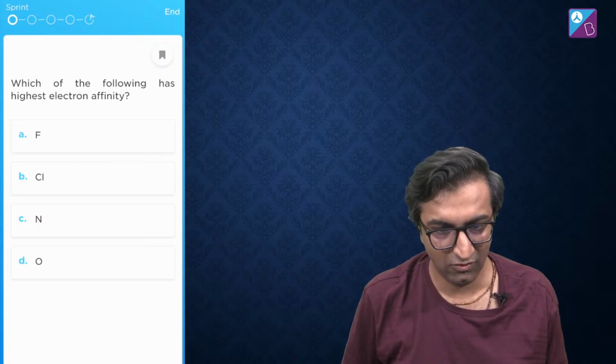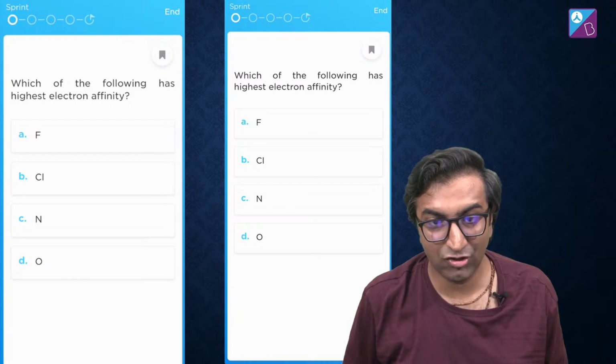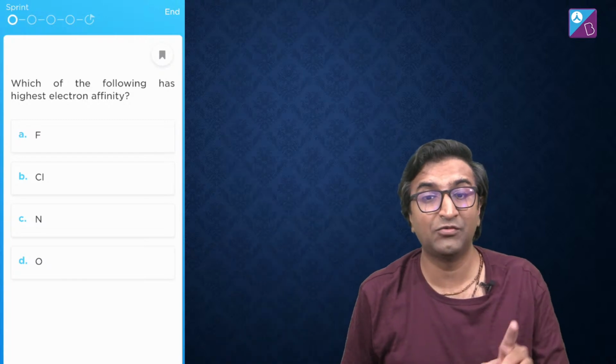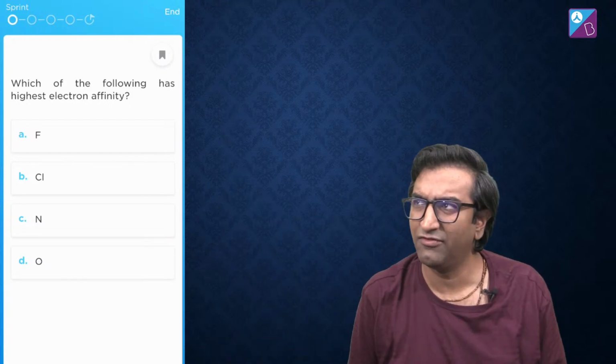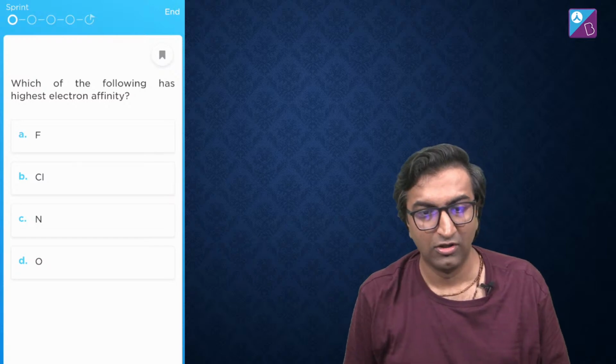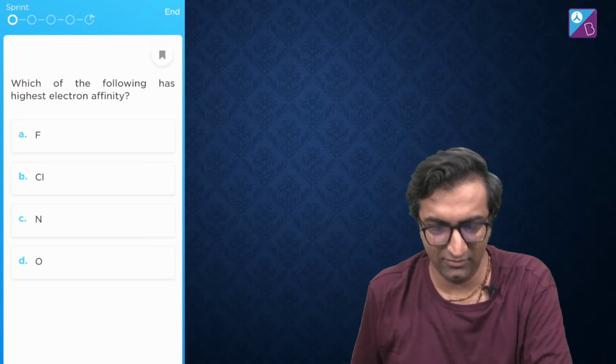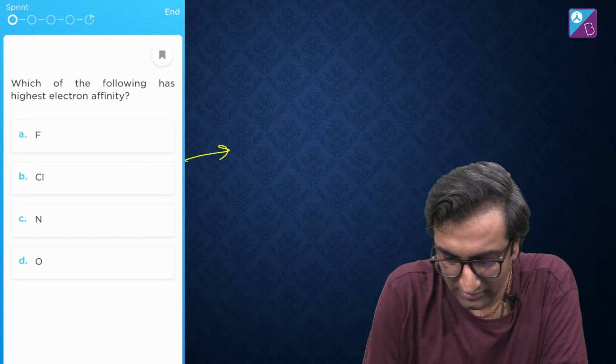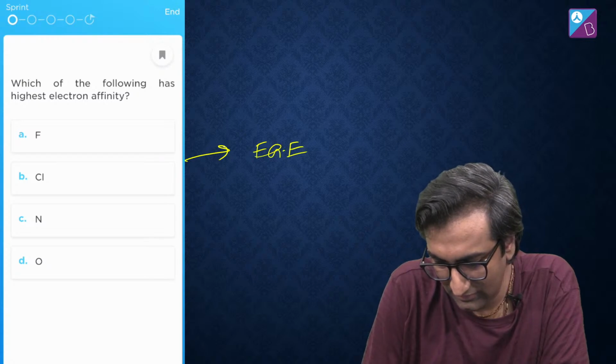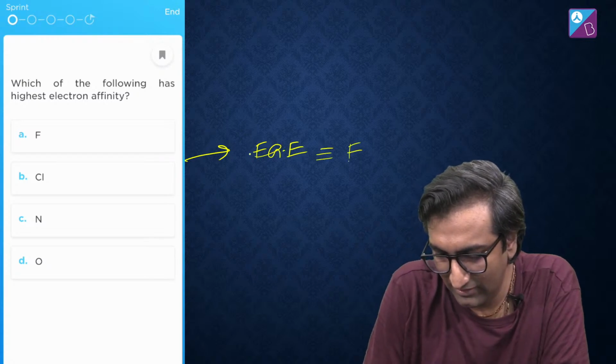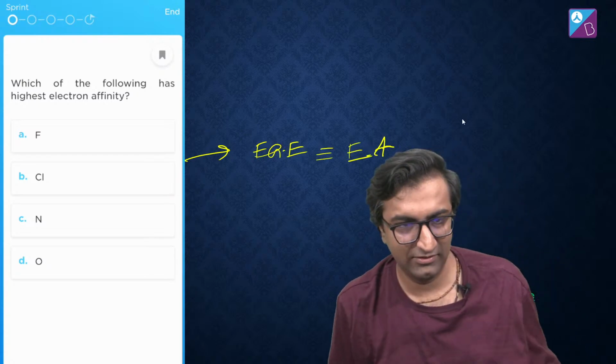Okay, hold on. I'm just copy pasting this. This one is very easy actually. Electron affinity सबसे ज़्यादा होगी फ्लोरीन की. Electron affinity, electron enthalpy. No. Electron affinity सबसे ज़्यादा होगी क्लोरीन की. EGE is the same as EA. Same है भाई. ठीक है?